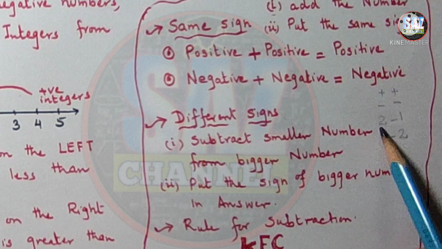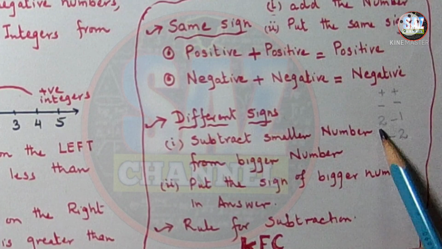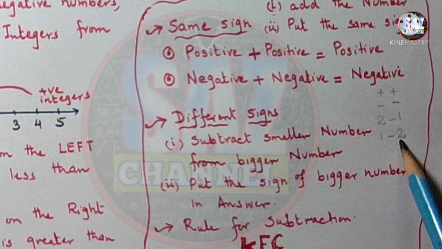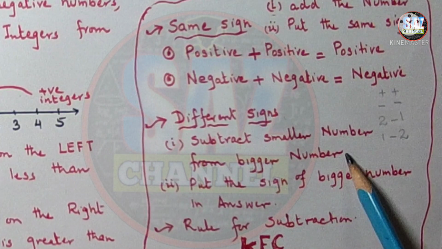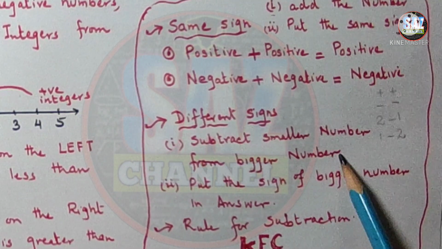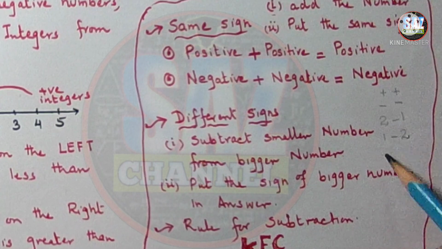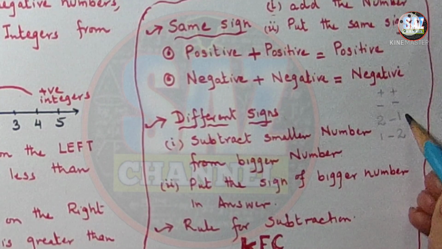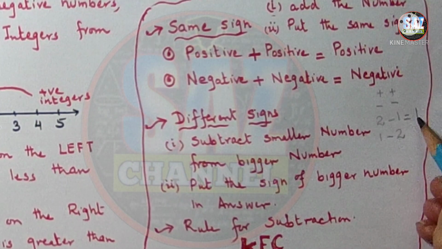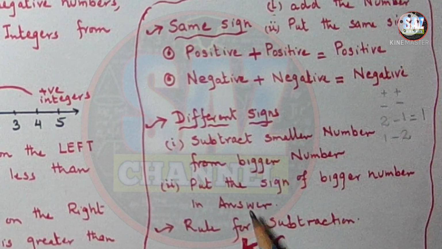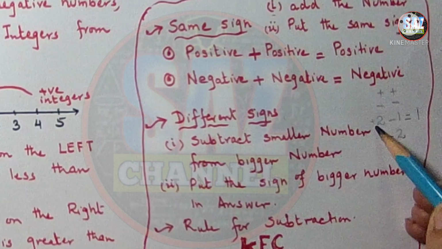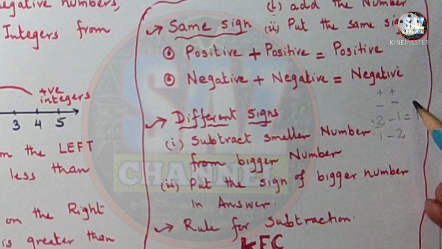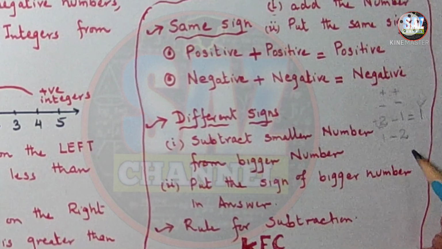So what we have to keep in mind is that we simply have to subtract the numbers. We subtract the smaller number from the bigger number, and then whatever answer comes, we have to put the sign of the bigger number in the answer. The sign of the bigger number here is positive 2, so the answer will be 1 with a positive sign.